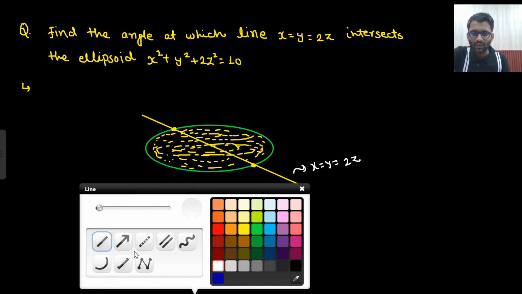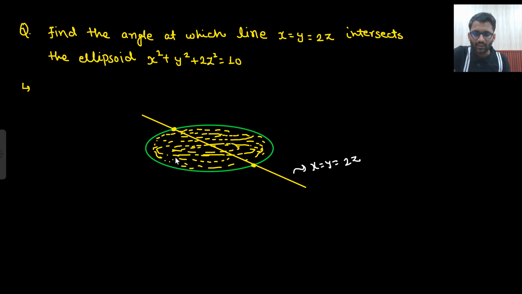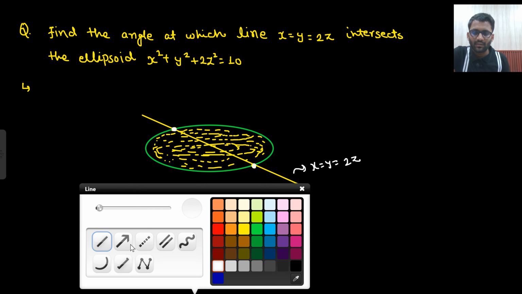Okay. So what I'm going to do: it is cutting at these two points, this point and this point. So I can find the perpendicular vector at these two points. What will be the perpendicular vector at a point?